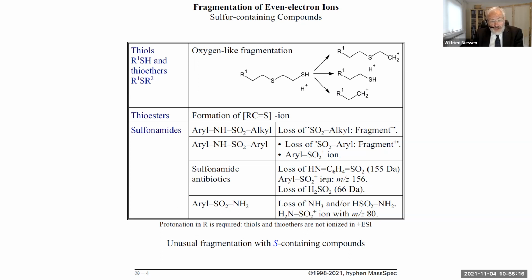If we have sulfonamide antibiotics, the situation is a little bit different. I will come back to that later on. And if we have a sulfonamide like this, we can actually see losses of ammonia. We can see losses of HSO2NH2, and perhaps this is a combination of a loss of ammonia and SO2, and we see the H2N-SO+ fragment with an m/z of 80.